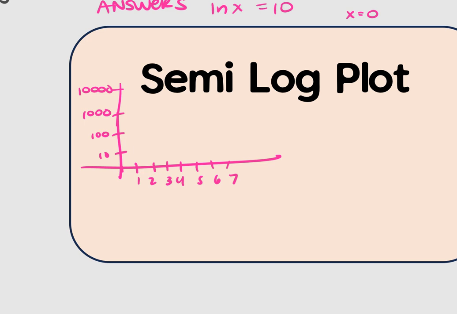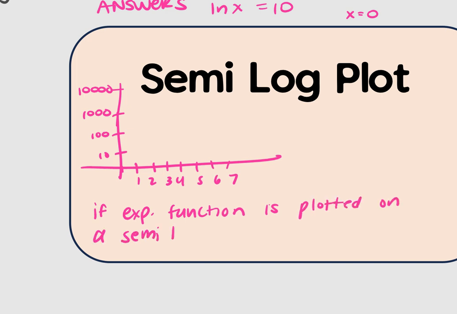Huh? Yeah, hang on, let me finish this and I'll go back to it. And then the rule is if an exponential graph or exponential function is plotted on a semi-log graph, the graph looks linear.